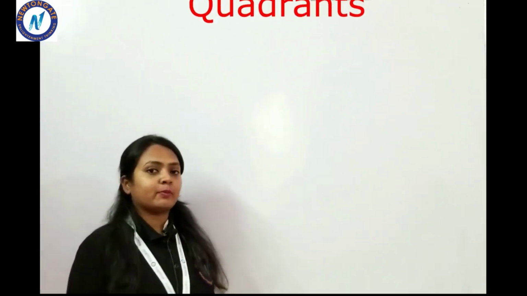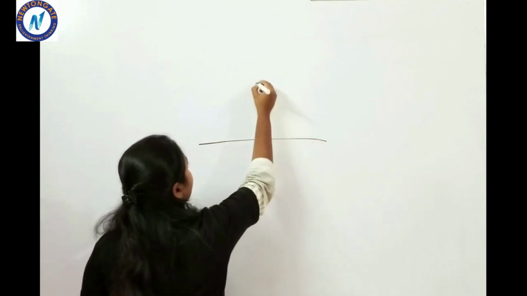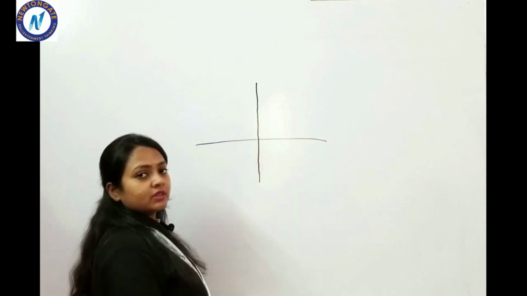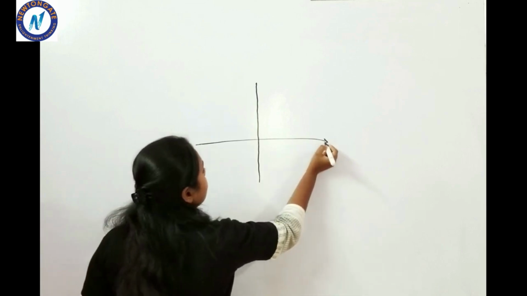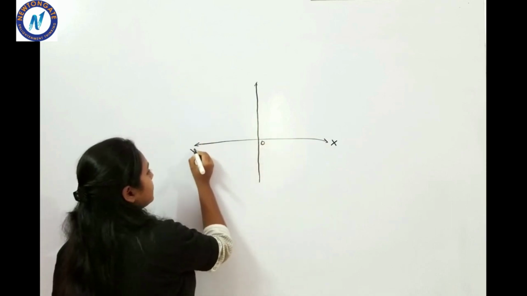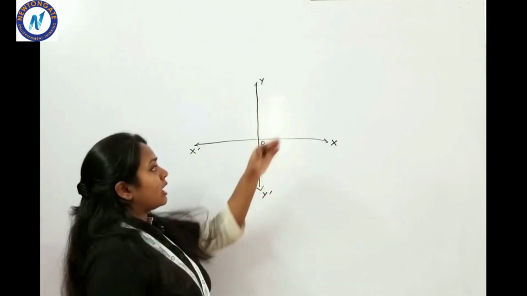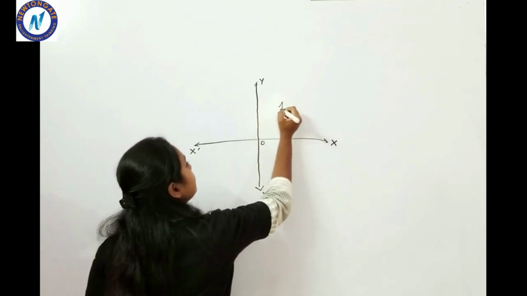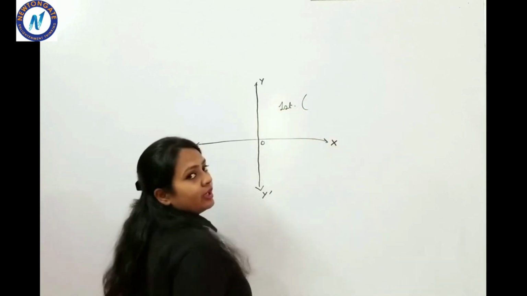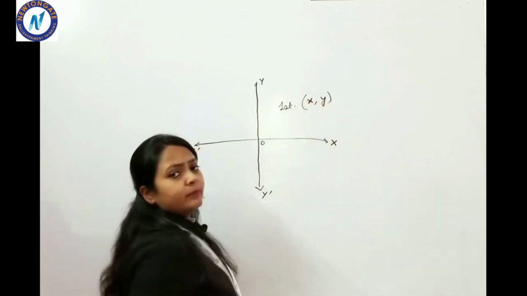Now we move to the next point, quadrants. What are quadrants? The x and y-axes divide the coordinate plane into 4 equal parts. These 4 parts are known as quadrants. Here we denote the axes by X, O, X' and Y, O, Y'. Then this upper plane is known as the first quadrant. Here all the points are positive. If we denote this point by (x, y), then x and y are both positive.